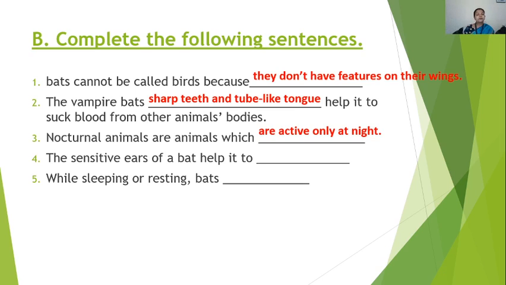Now, next, let's come to number 4, children. The sensitive ears of a bat help it to, for which purpose the bats use their ears? For which sake? To locate their prey as well as obstacles. Very, very good. The sensitive ears of a bat help it to locate their prey as well as obstacles.